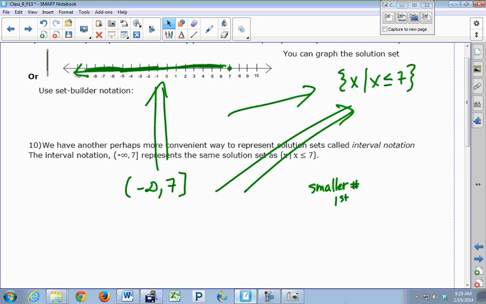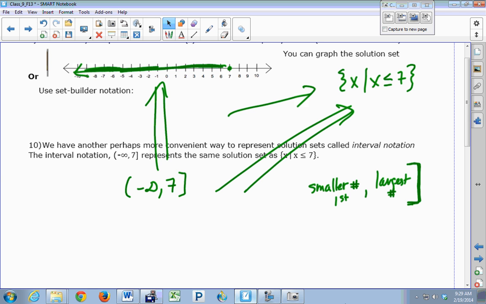If you are including, and this would be your largest number here, if you're including it, look at this thing. Doesn't that remind you of a staple and a staple gun, right? The way I think about it is like when you put that closed circle on your number line, you're including that number, you're stapling that number. You're definitely including that. You're attaching that. Like when you attach something to a paper, you use a staple.